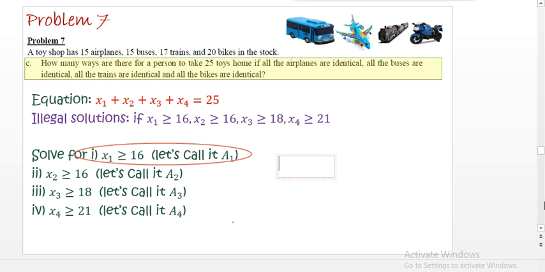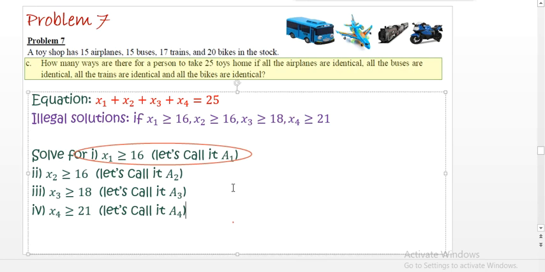So x1 is greater than or equal to 16. It means we separate 16 for x1. So from 25 we separate 16 for x1. So now our new equation will be x1 plus x2 plus x3 plus x4 is equal to 25 minus 16, which is equal to 9. So we solve for this: x1 plus x2 plus x3 plus x4 is equal to 9. This will give those solutions in which x1 is greater than or equal to 16.